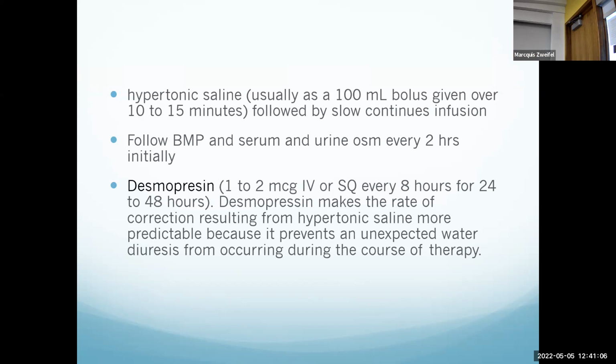Desmopressin makes the rate of correction resulting from hypertonic saline more predictable, because it prevents an unexpected water diuresis from occurring during the course of the therapy. That's what it does. So I know what's going to happen. It's much more predictable because the patient's not, on top of that, making urine with unpredictable amounts.